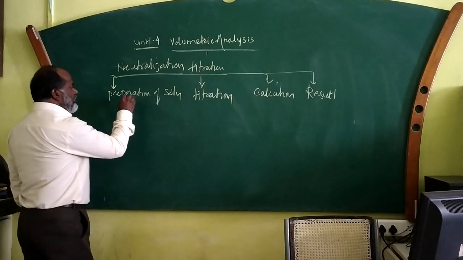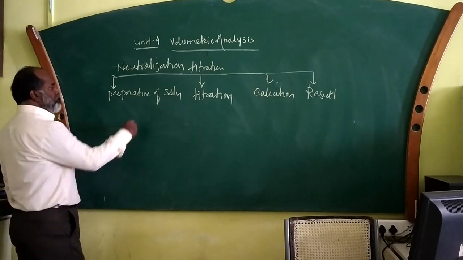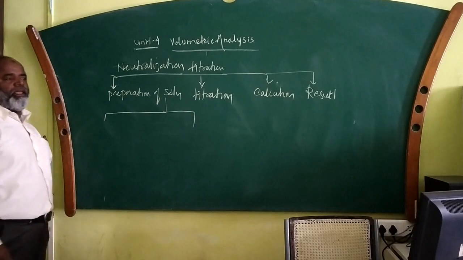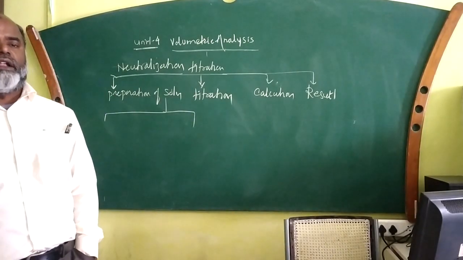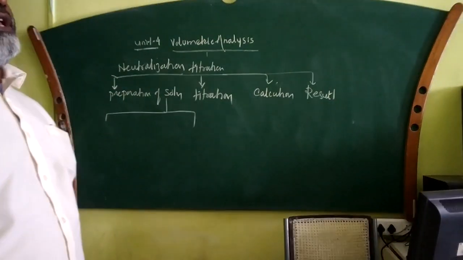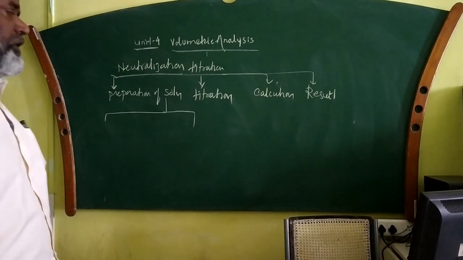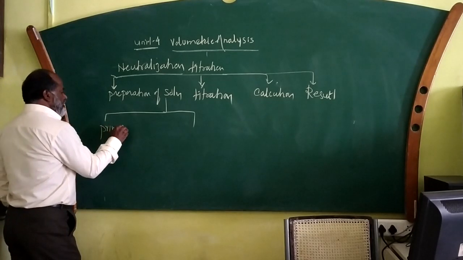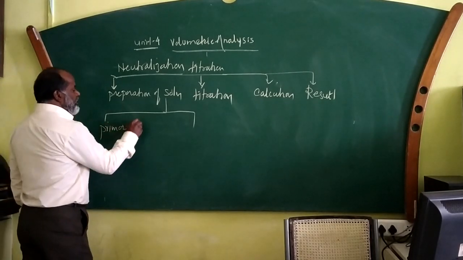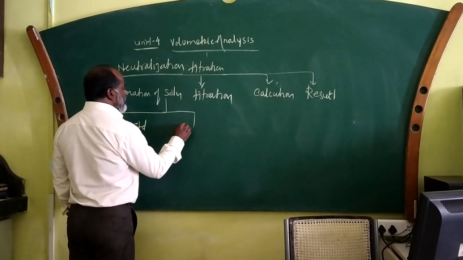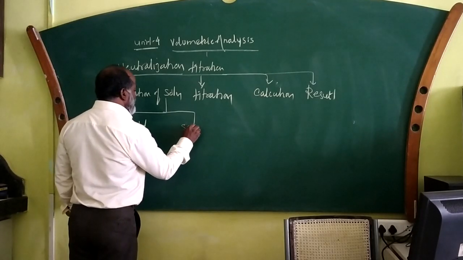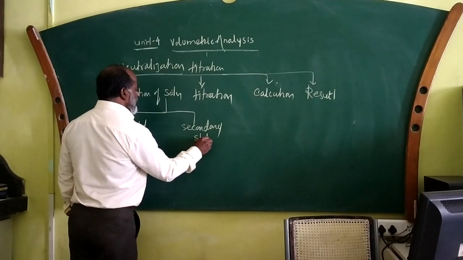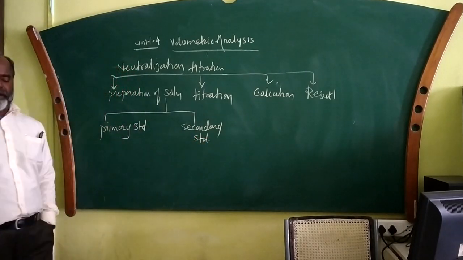Now, the very first step is preparation of solution. There are 2 types of solutions generally used in acid base titration, neutralization titration. One is called primary standard, and the second is called secondary standard.